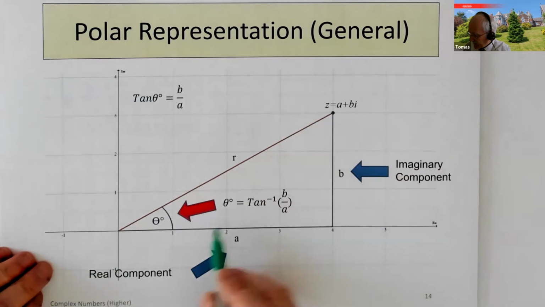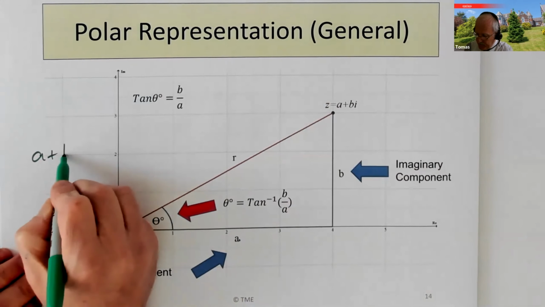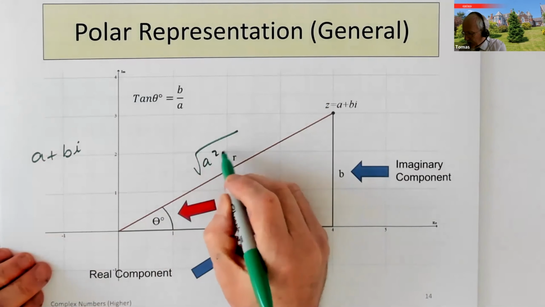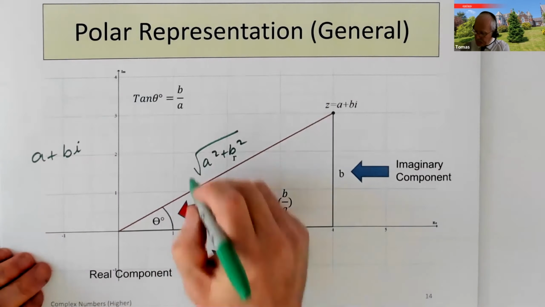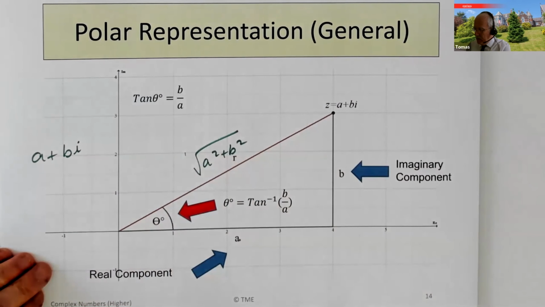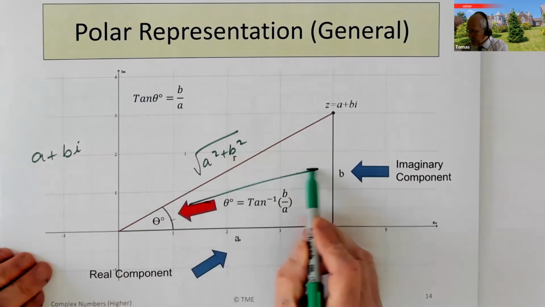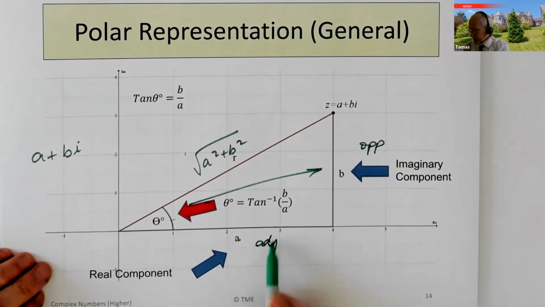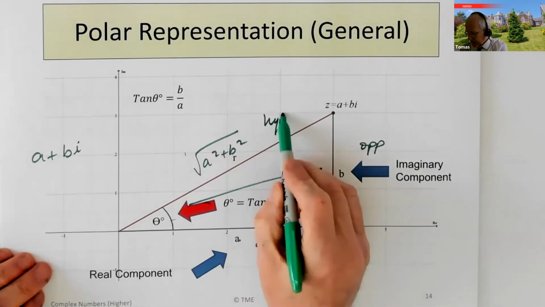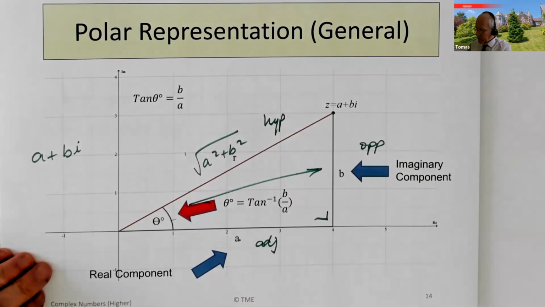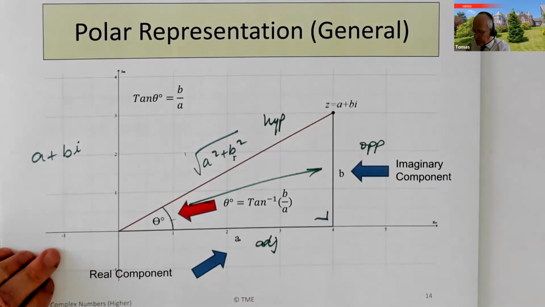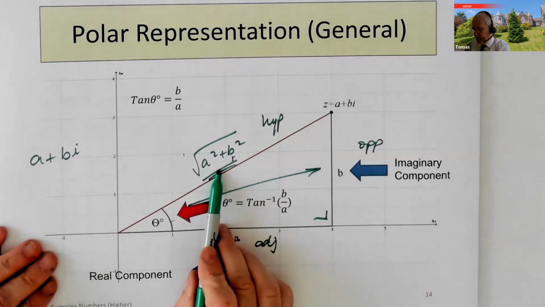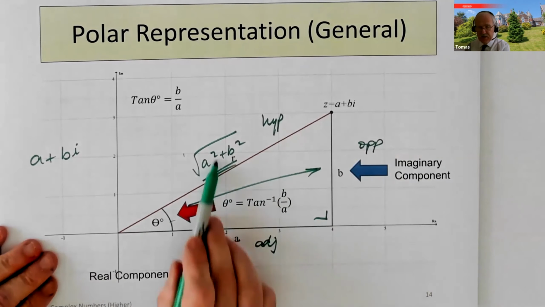In general, if we had a and b, a plus bi, and this was z, we would find that this was the square root of a squared plus b squared in length. And tan of theta, if we again take the theta out, this is the opposite, and this is the adjacent. And this must be the hypotenuse because it's opposite the 90. And again, if we draw that up, b over that would be sine, and a over that would be cos.